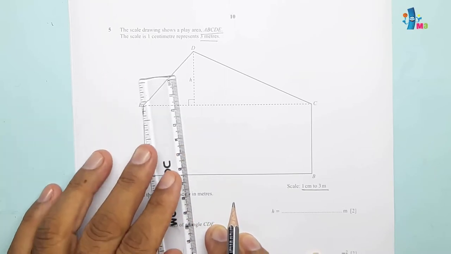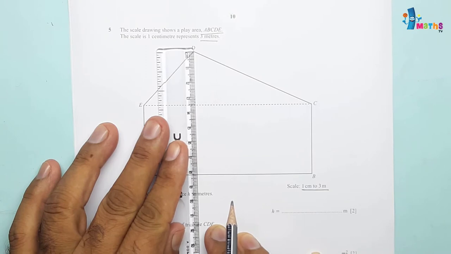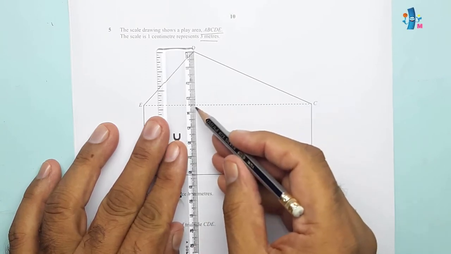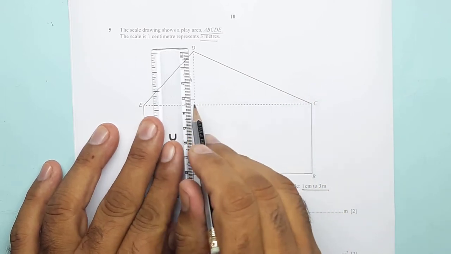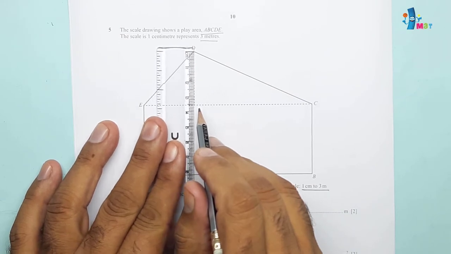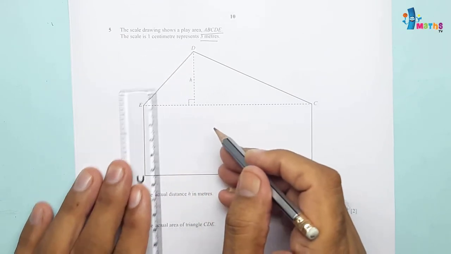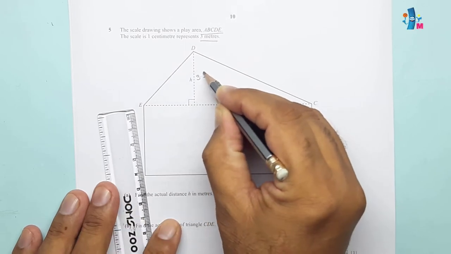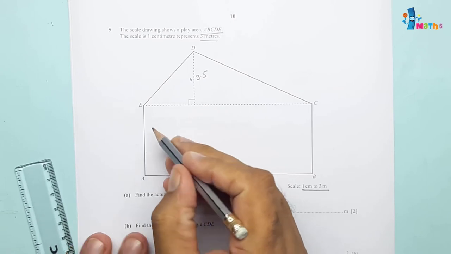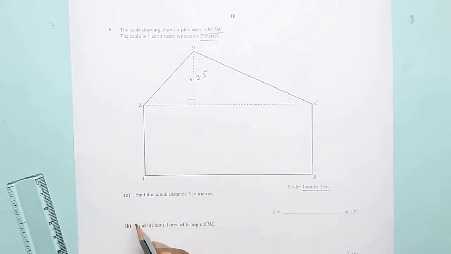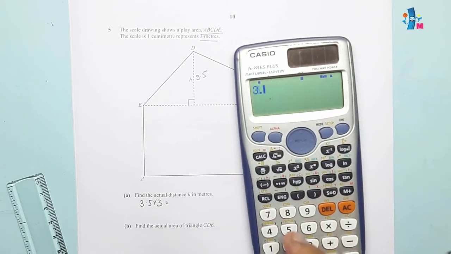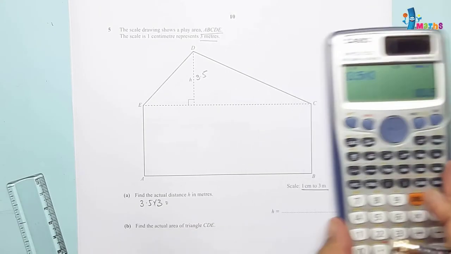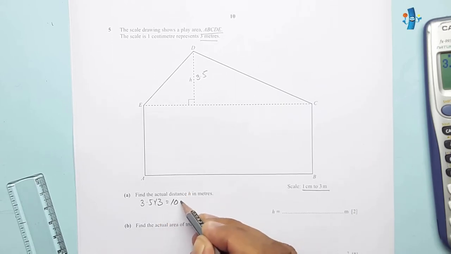So if we measure this distance, so this is 3.4 or 3.5. So this we can take 3.5. To find the actual distance of h, we can write here 3.5 multiply by 3. This will be equal to 10.5. So we are getting 10.5.